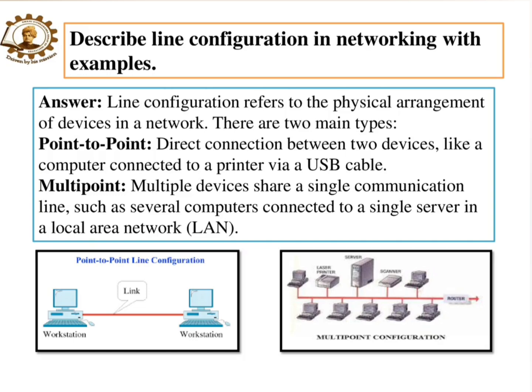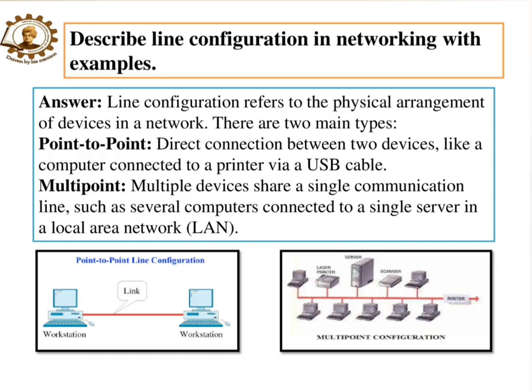That is a network configuration where a dedicated communication line connects exactly two devices. An example of it is a direct cable connection between a computer and a printer using a USB cable, where the communication occurs solely between these two devices without any intermediaries.